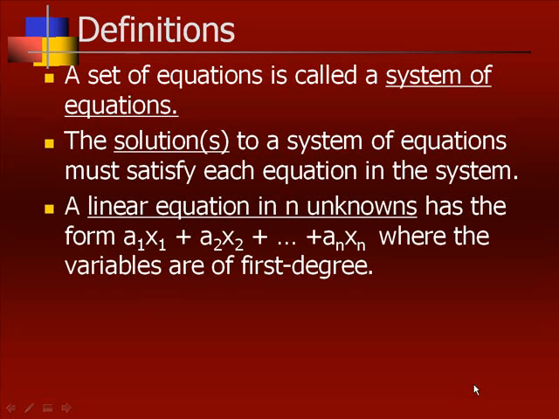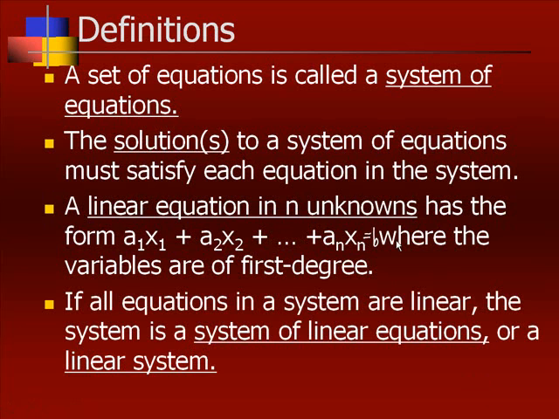A linear equation in n unknowns has the form a1x1 plus all the way up to anxn, where the variables are of first degree. And actually, because it's an equation, we would say it's equal to some number. If all equations in a system are linear, the system is a system of linear equations, or sometimes we'll just call it a linear system.